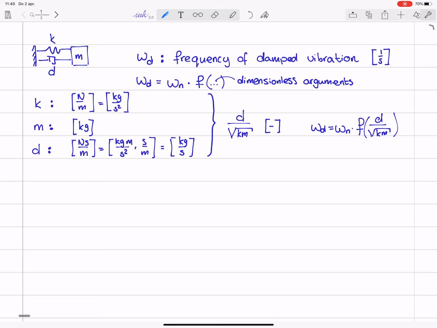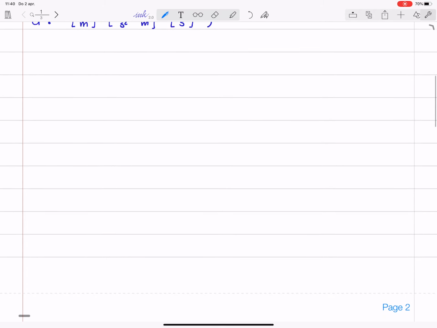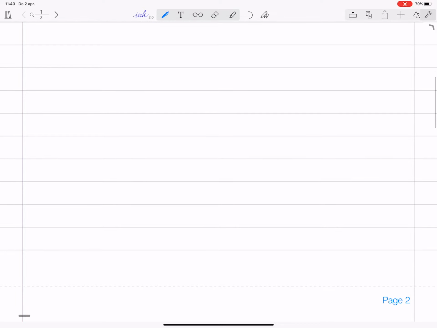But I think this already gives you a heads up on what the solution will look like, what this frequency will look like. So let's now try to actually solve the equation of motion. Let me write down the equation of motion again. We had mass times acceleration plus damping coefficient times velocity plus stiffness times displacement is equal to 0.